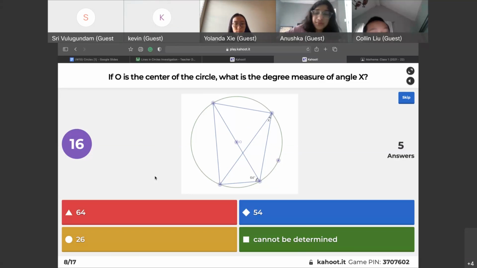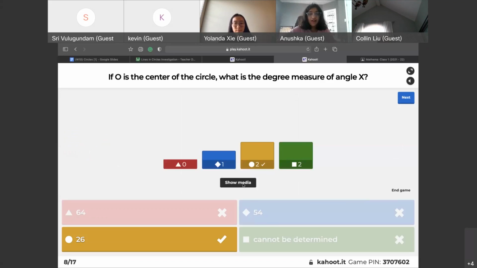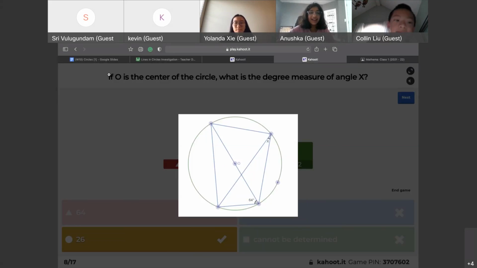I think this is a very dumb idea, but I chose cannot be determined. I'm pretty sure that's the answer. I hope it's the same thing as that 100 problem we did last week. What is this? I don't know. Actually, did I get that? Did I? Yes! Oh my God, I was right.